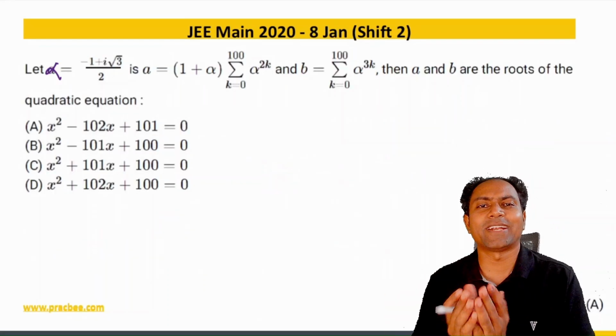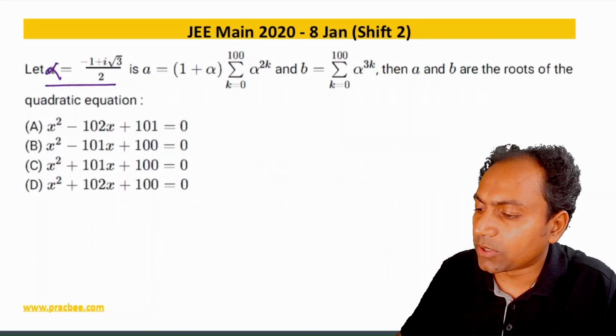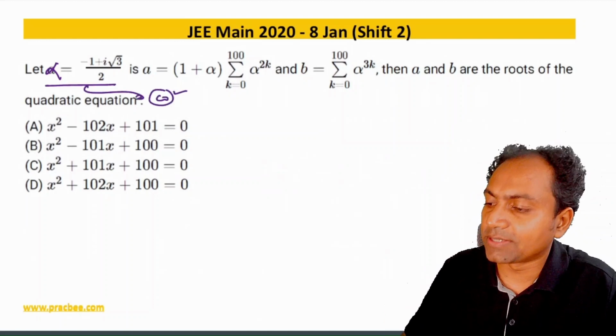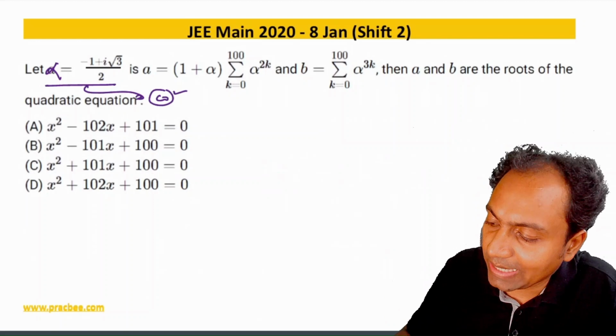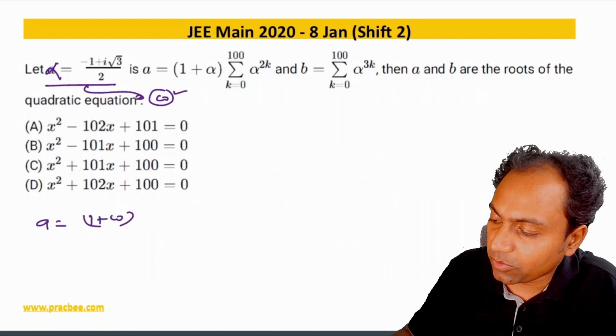Again, a very simple question that came in 2020. In this question, they have given the value of alpha, and again, your job is very simple: to identify that this is omega that is given to you. Now let us look into the question. If A they are talking about is nothing but 1 plus omega, I am replacing alpha by omega.